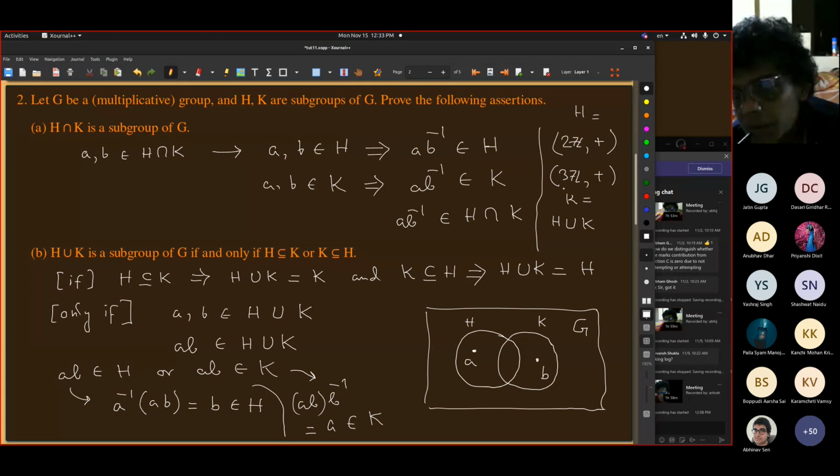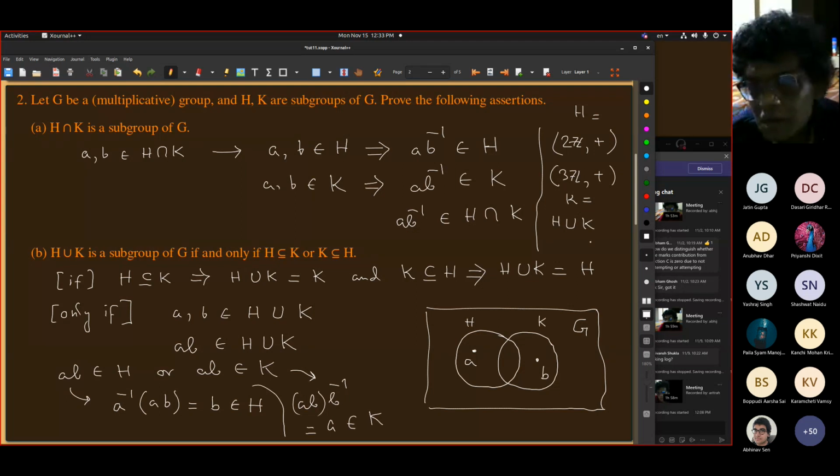Why is their union not a subgroup? So 2 plus 3 equals 5, and 5 is neither a multiple of 2 nor a multiple of 3. So H union K is not closed under plus. Okay, I don't know whether this example satisfies you.